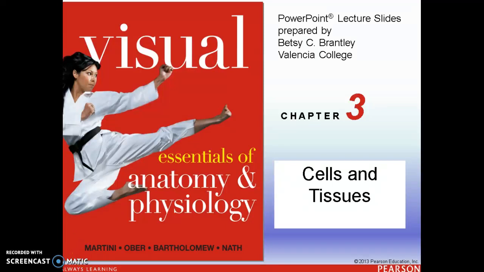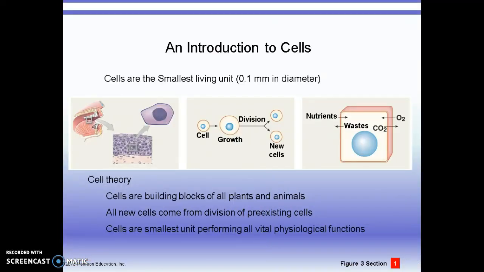Chapter 3 on cells and tissues is a long chapter. Cells are the smallest living unit. Once we determined that cells existed, people started looking at all forms of life, and they determined that cells are the building block of all plants and animals. And this, as well as other statements, became part of what's called the cell theory. Cells are the building block of all life. All new cells come from pre-existing cells, and cells are the smallest living unit to perform all functions.